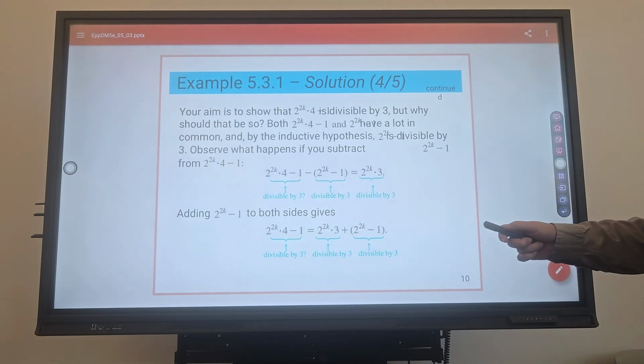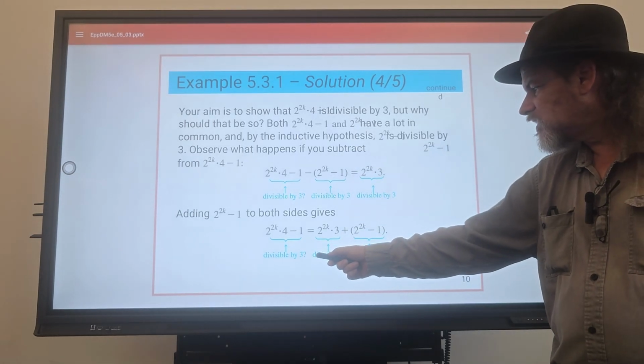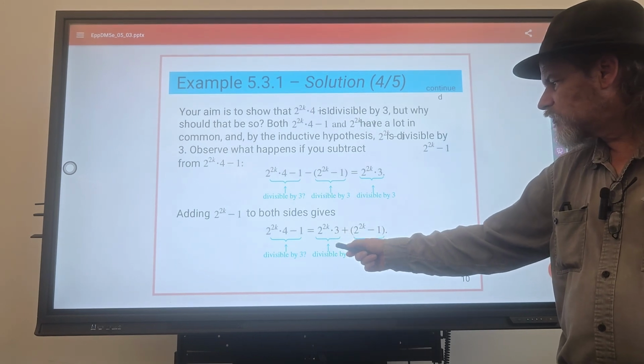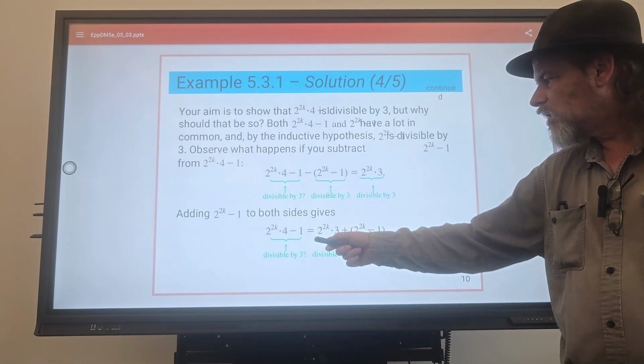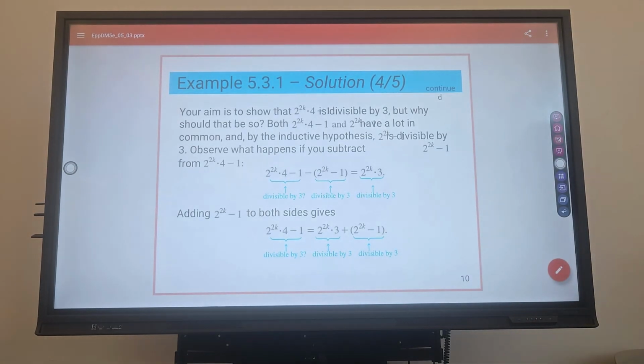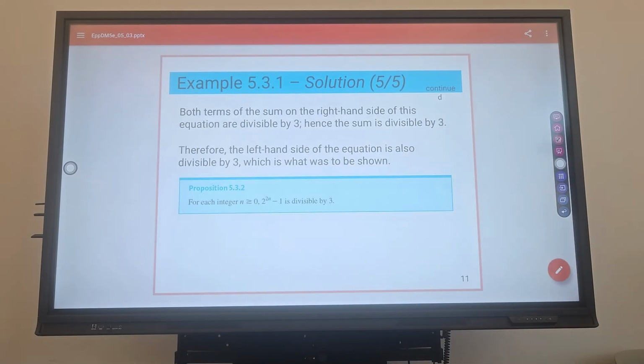So, adding this quantity to both sides, you have this term which is divisible by 3 and this term divisible by 3. And since the sum of two terms that are divisible by 3 is divisible by 3, the left-hand side is divisible by 3. So that is what was to be shown. So 2 to the 2n minus 1 is divisible by 3.